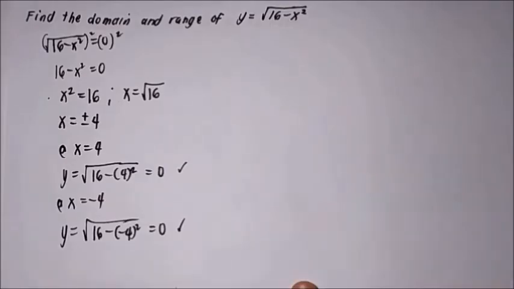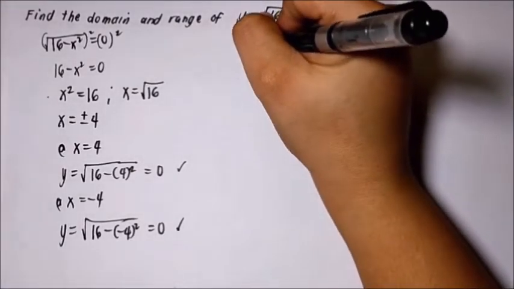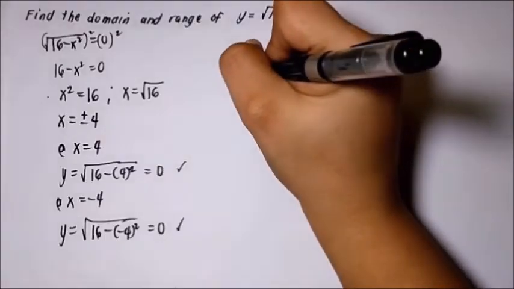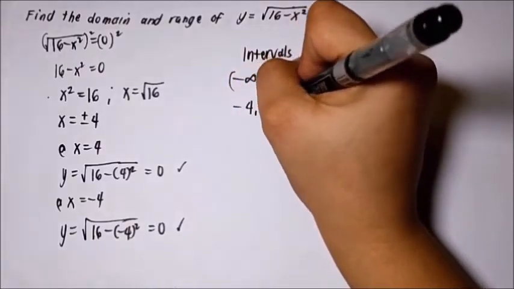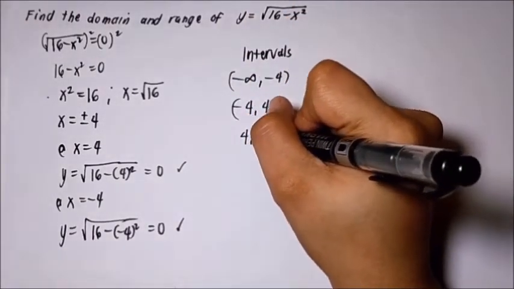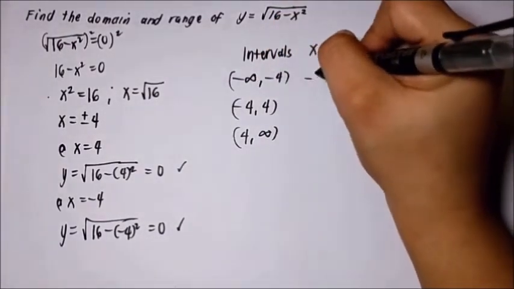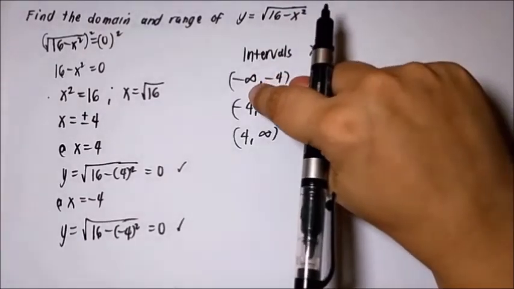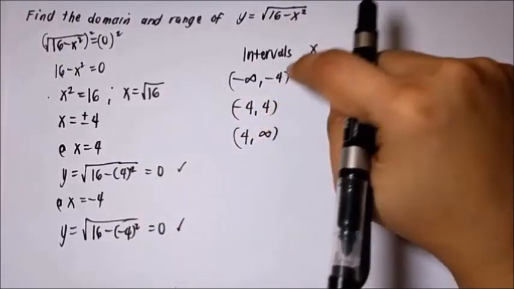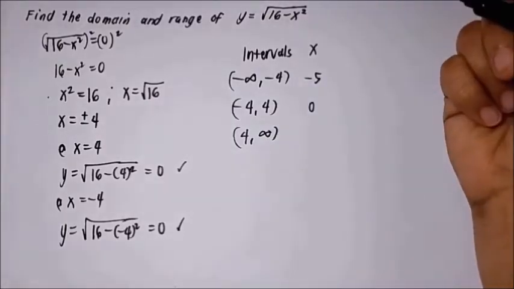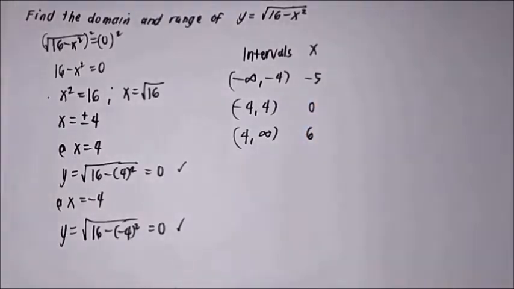So let's use intervals and check if the given interval would be included or not. Let's have some intervals: from negative infinity to negative 4, then negative 4 to positive 4, and then positive 4 to positive infinity. Let's have some values of x that would represent each interval. In between negative infinity and negative 4, we choose negative 5. In between negative 4 and positive 4, we can use 0. From 4 to infinity, let's say that would be 6.